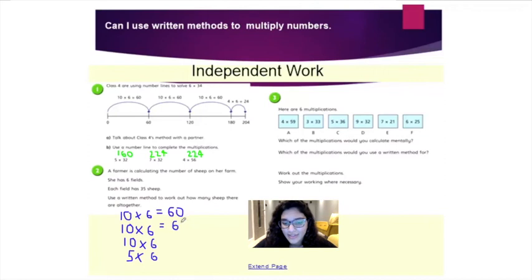10 times 6 again would be the same answer. There should be no change over there. And then 10 times 6 again, the same answer, 60. And then what would 5 times 6 be? Use your 5 times tables to help you. You should have gotten the number 30.